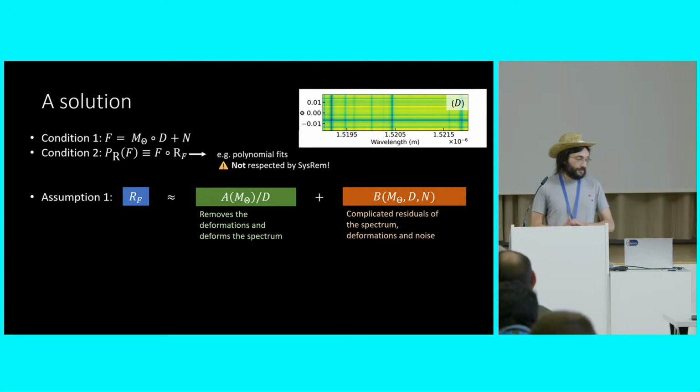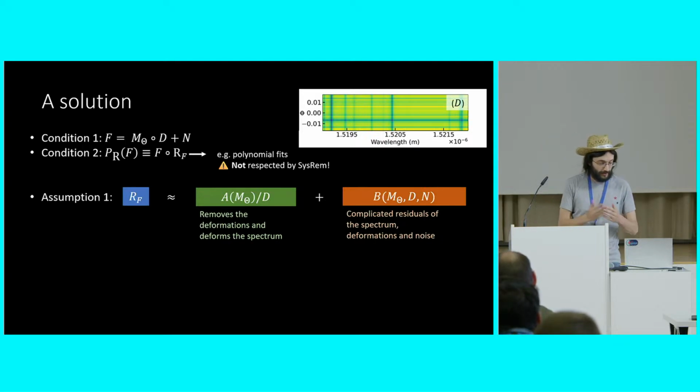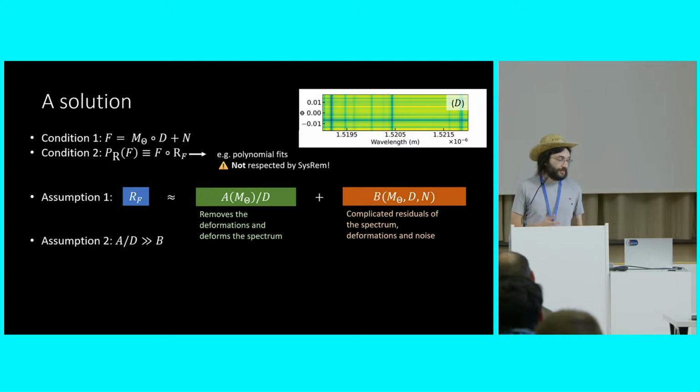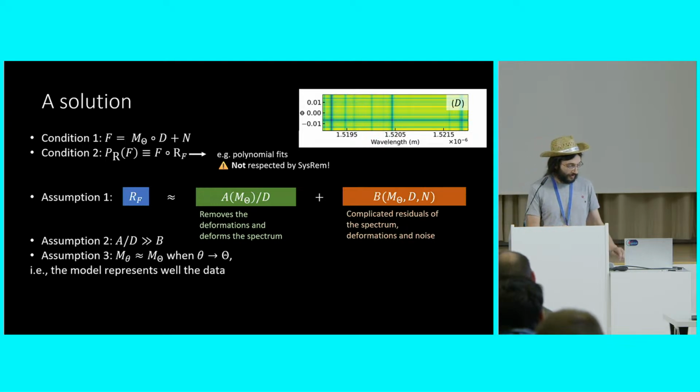Then there are some assumptions. The first assumption is that your preparing matrix can be written in this way. You have some part that removes the deformation matrix and also deforms the spectrum a bit, and you have some complicated residuals coming from the model or the spectrum, the deformation matrix and the noise. The second assumption is that the deformation part is much greater than the residual, so it means that your preparing pipeline is not dependent on the noise or on the deformation matrix, basically.